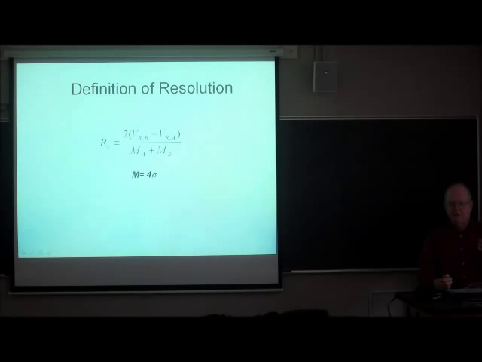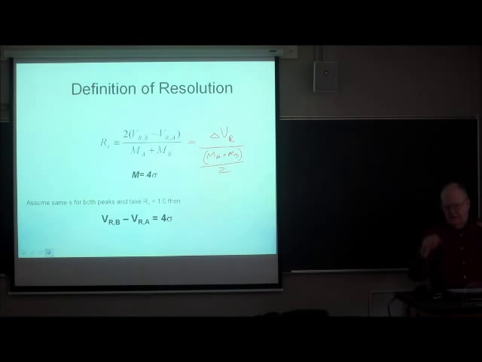Okay, so remember the other day I said this is the international definition of resolution. It's 2 times the difference in retention volumes divided by the peak width measured as M, the sum of the peak widths for both peaks, and M is equal to 4 times sigma, where sigma is the standard deviation of the Gaussian peak. As Robert said, this is really the same thing as the difference in retention volumes divided by the average of the two peak widths. So algebraically, they're the same thing.